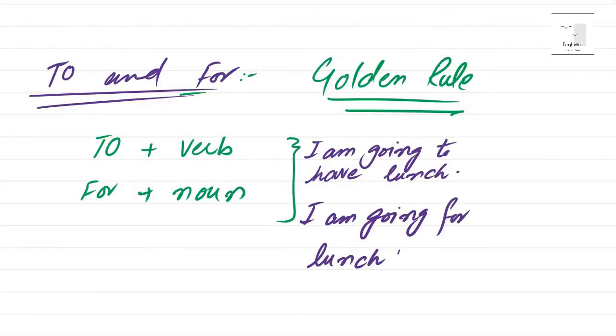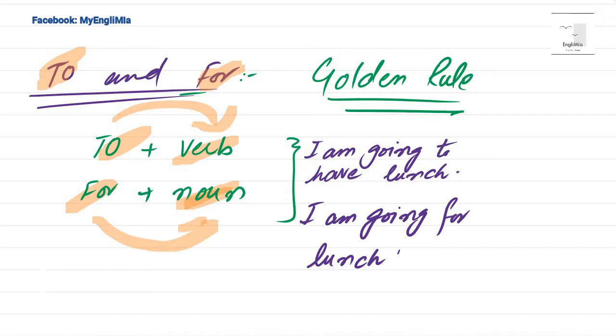Here is the golden rule which could help us to understand where we have to use "to" and where we have to use "for". "To" is used before a verb and "for" is used before a noun. Or you could say after "to" you have to use a verb and after "for" you have to use a noun. I am going to have lunch. So after "to", a form of verb can be seen. I am going for lunch. Lunch is a noun.